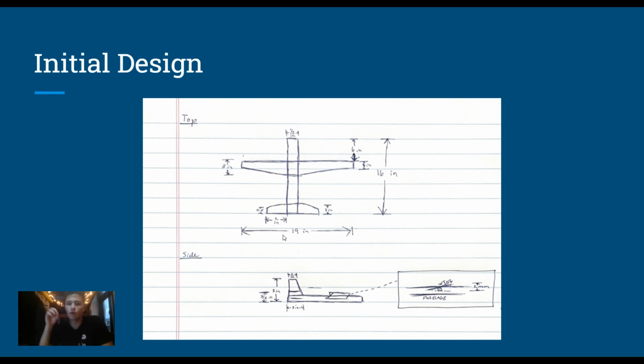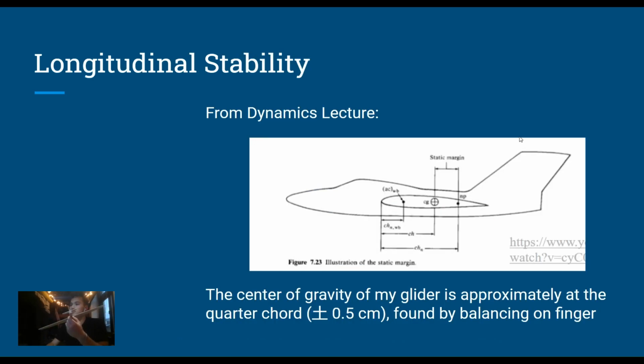It added a lot more weight because of the adhesive on the back, and I didn't want that, so I just played it safe like this with the horizontal stabilizer at the bottom. For longitudinal stability, as we learned in class, the center of gravity has to be closer to the nose of the aircraft than the neutral point, and this was approximated by placing the aircraft on my finger and determining where that center of mass or center of gravity was.